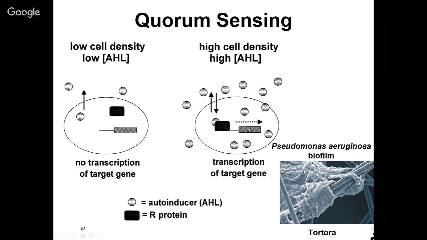It says, "Hey, man, stop growing," because we're getting too many of these targets, these auto-inducers on us, that keep hitting me and telling me there's a lot of them. It means it's time to stop growing. And that's all that quorum sensing is. And I think it's not really difficult to understand that.